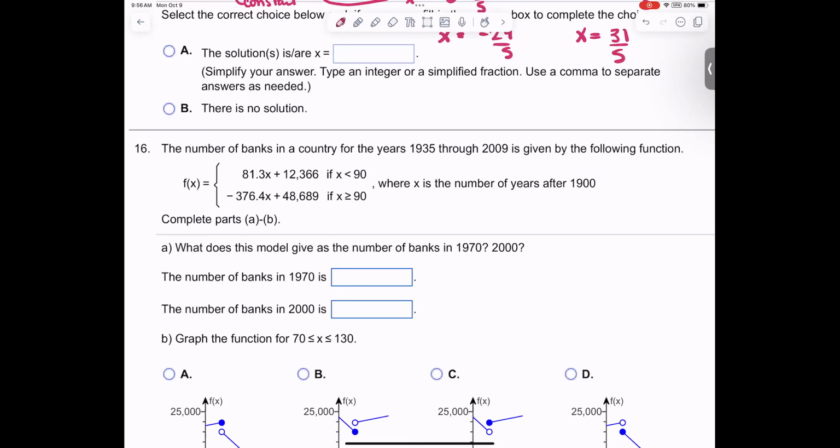So what's the number of banks in 1970? Well, 1970 is how many years after 1900? Let me erase this. Is that 20 years? I can't write. Try this again, one more time. Why we have erasers. 1990 minus 1970, is that 20? That was way too much work.